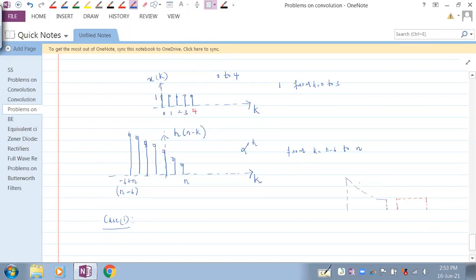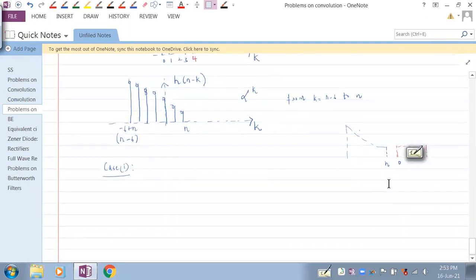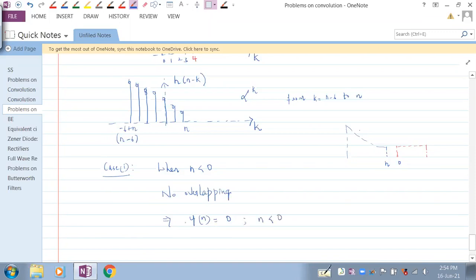Now see here, this is n, this is 0. So when n is less than 0, no signals are overlapping. Everybody understand that? So when n is less than 0, no overlapping. So this implies that our y of n would be 0 for n less than 0. Is this okay with you? This is case number 1.